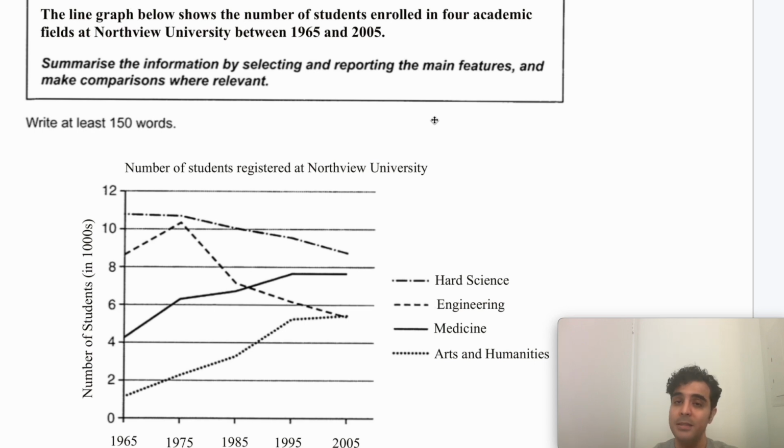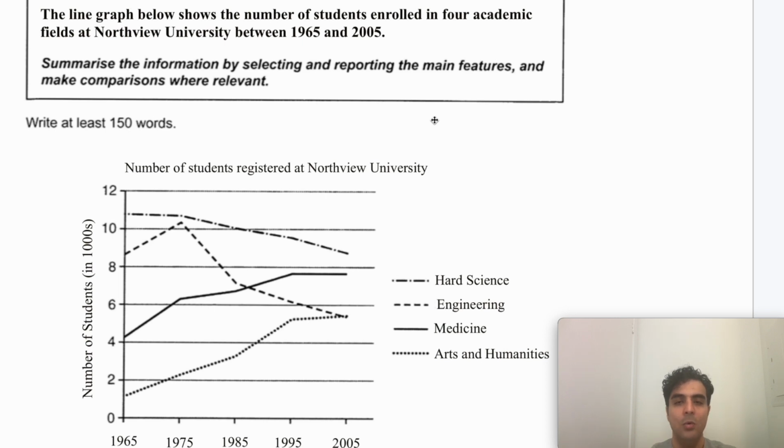So I'm going to read the task one more time, even though we've read it before. The line graph below shows the number of students enrolled in 4 academic fields at Northview University between 1965 and 2005. The second part is redundant. It's the same thing we've seen time and time again. Summarize the information by selecting and reporting the main features and make comparisons where relevant. But we knew all that.